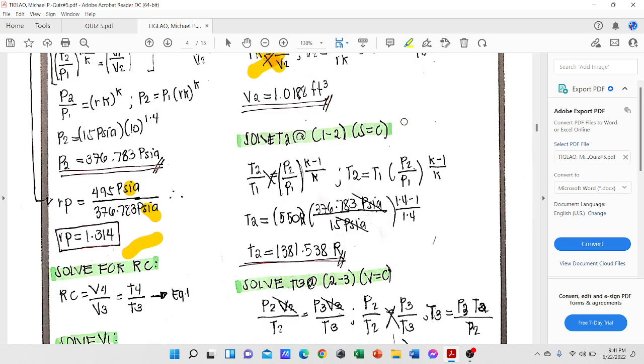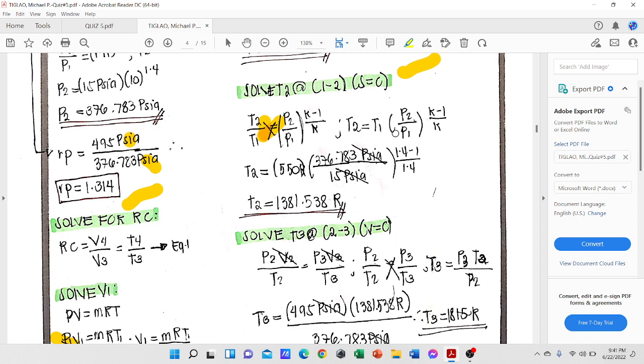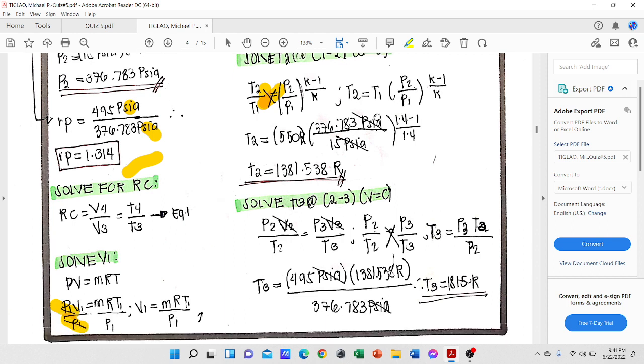So, next naman is yung kuhanin natin yung temperature 2 at process 1 to 2 which isentropic is constant. Ginamit kong formula is yung T2P2 formula. So, T2 all over T1 is equals to quantity P2 all over P1 raised to K minus 1 all over K. So, cross multiply. So, T2 is equals to T1 quantity P2 all over P1 raised to K minus 1 all over K. So, substitute.